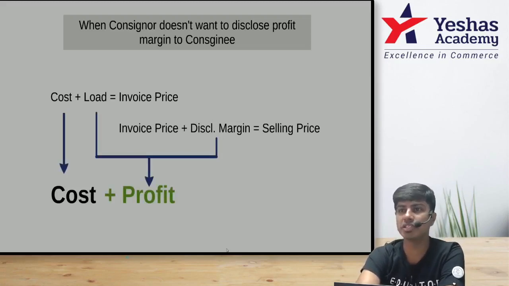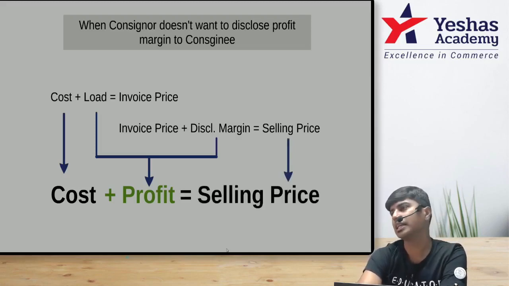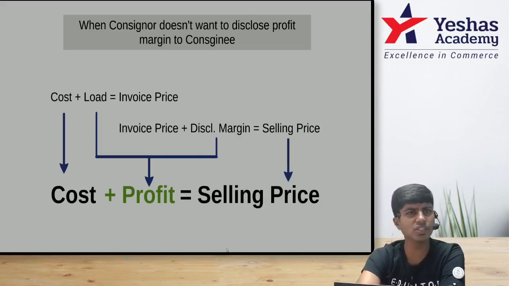Load plus disclosed margin, both together form our profit. Cost plus profit will be our selling price. Everyone understood this? Say something.